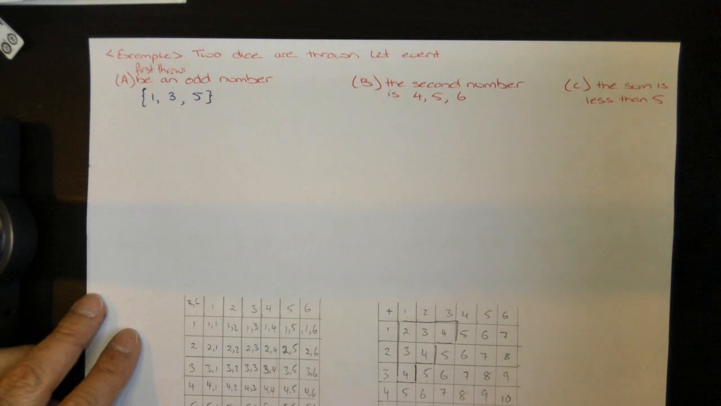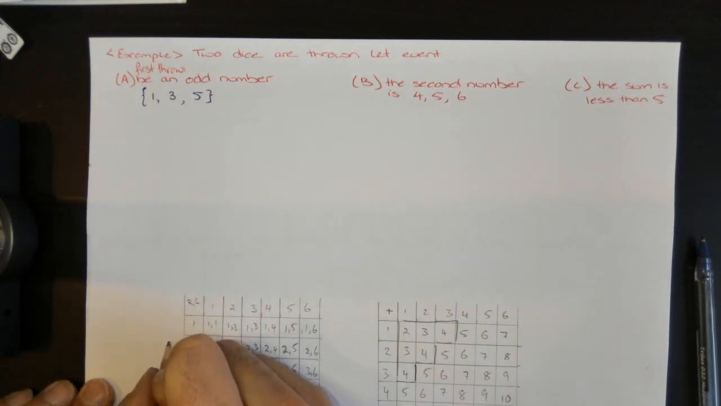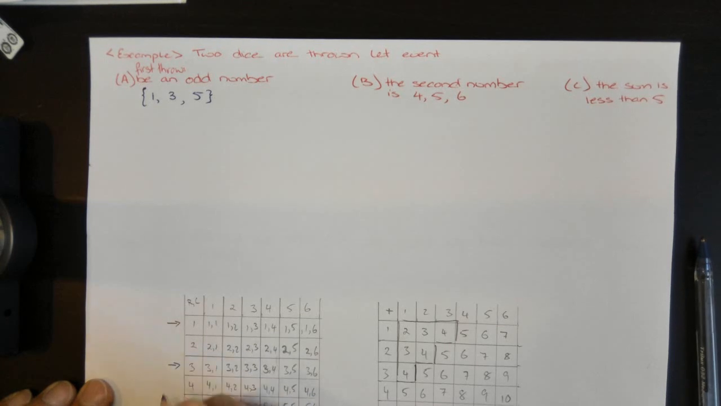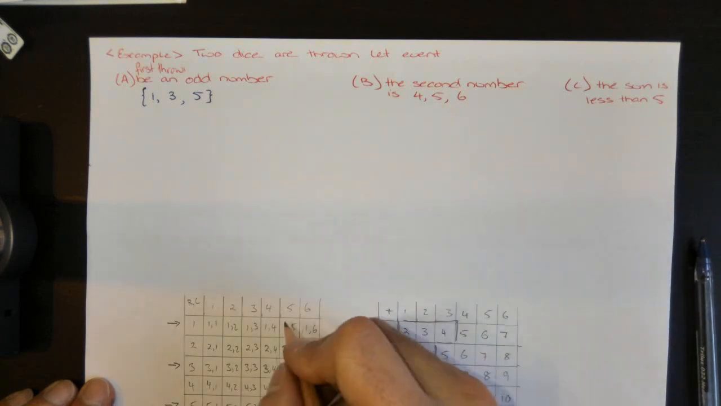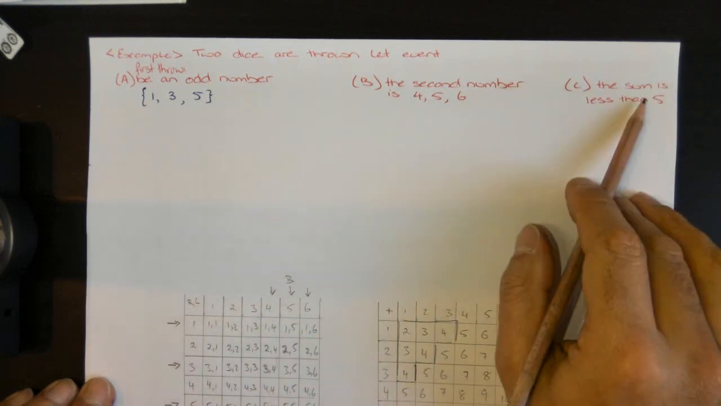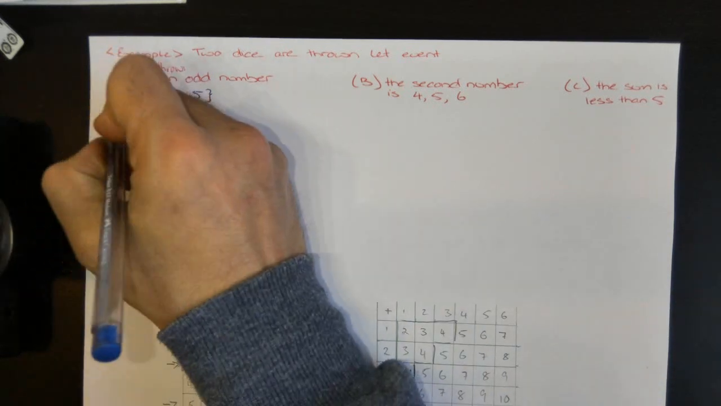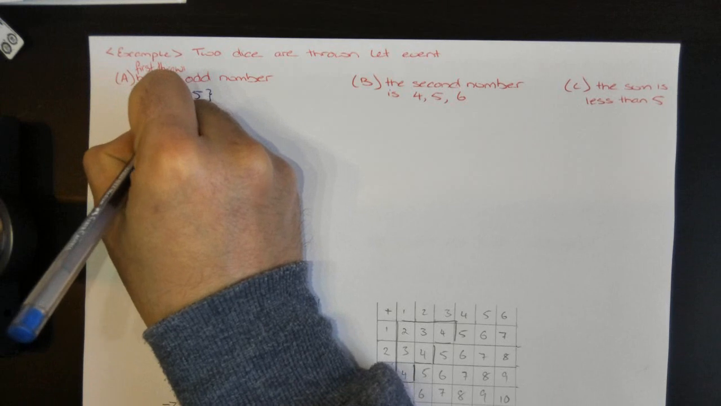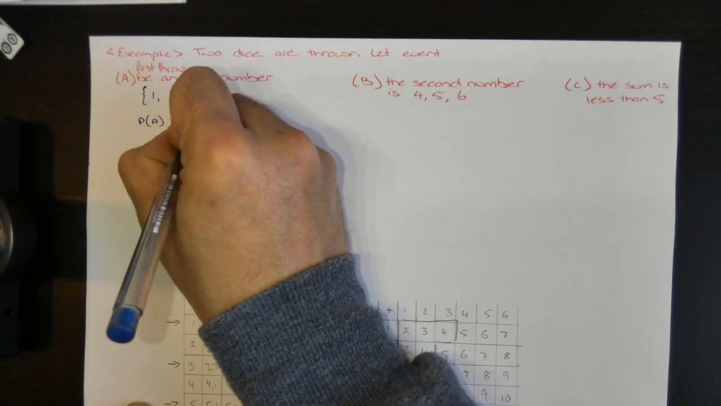So let's look at this example. Let's have two dice. We throw, let the first throw be an odd number. So that's, I did rows first. So that's that row, this row, and that row. The second number being 4, 5, and 6. So this is B. And the sum is less than 5. That's these numbers here. Okay. So if I was to calculate the probability of A occurring, I've got basically 6, 12, 18 over 36.